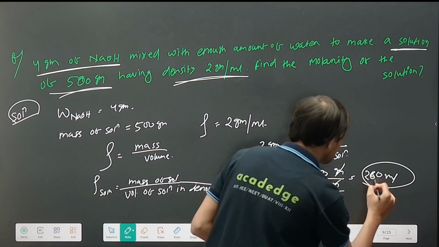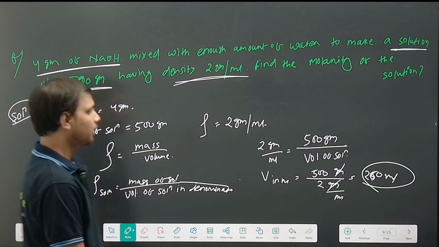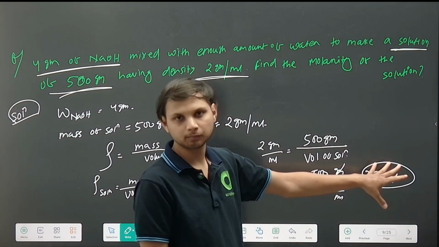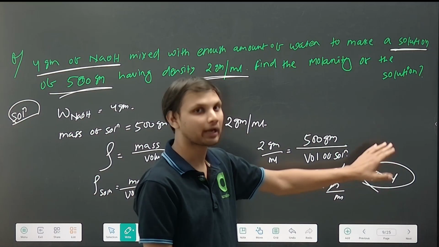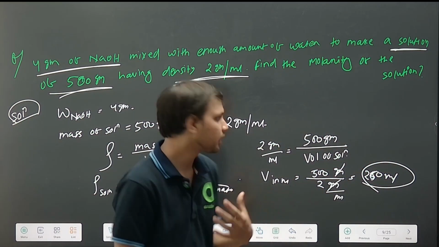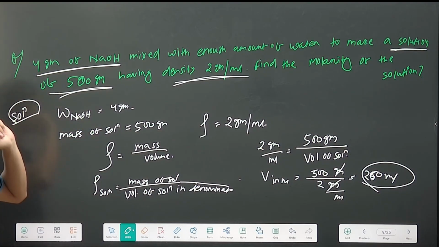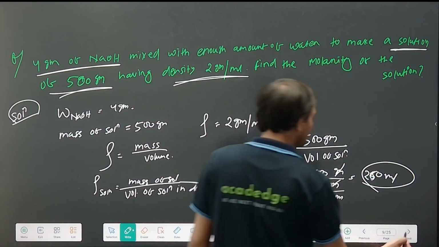Okay, it's 250 ml. In order to find the molarity, I have the volume in ml, so I need to convert it into liters. Another prerequisite for finding the molarity is that I have to find the moles of the solute. In order to find the moles of solute, the mass is given to you.